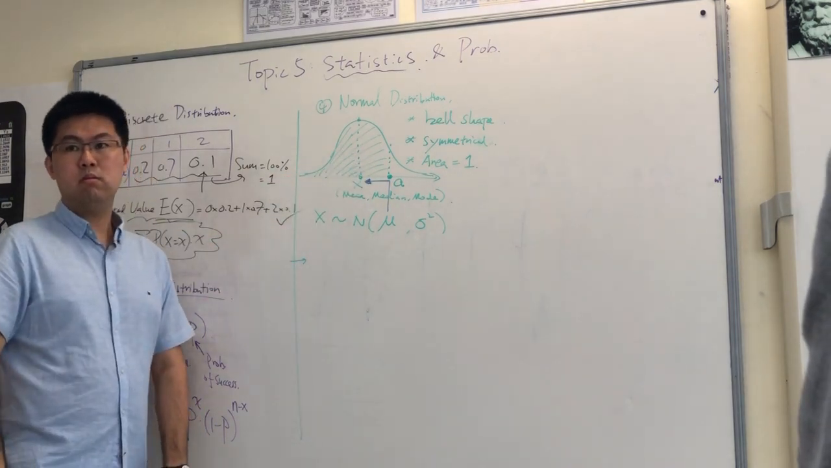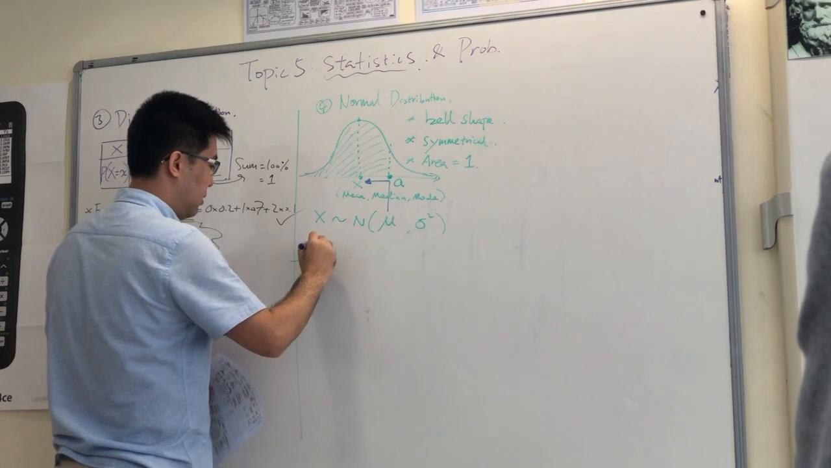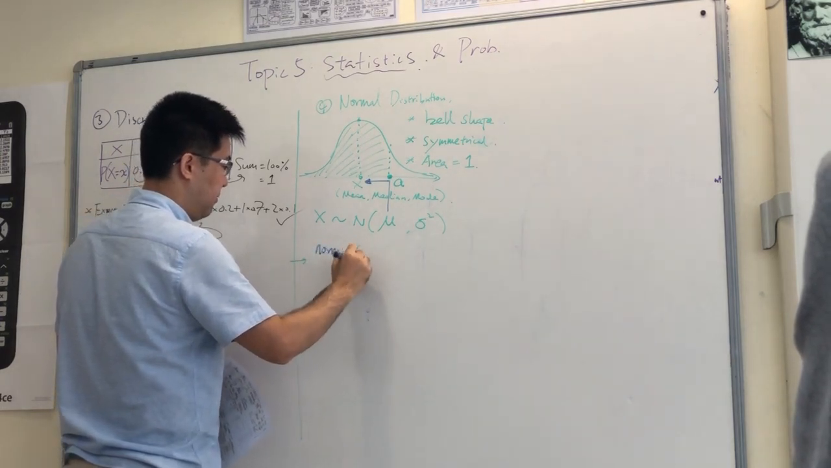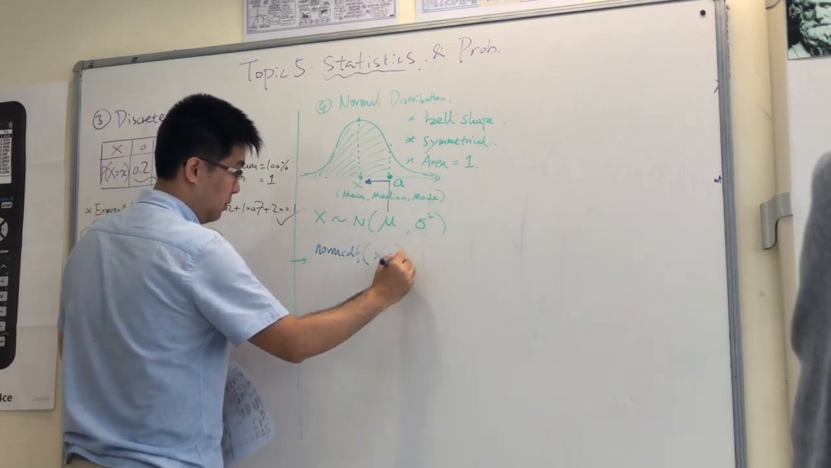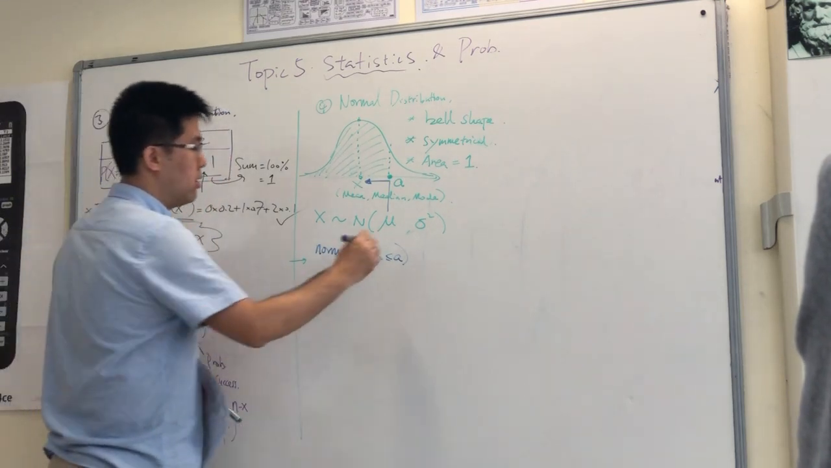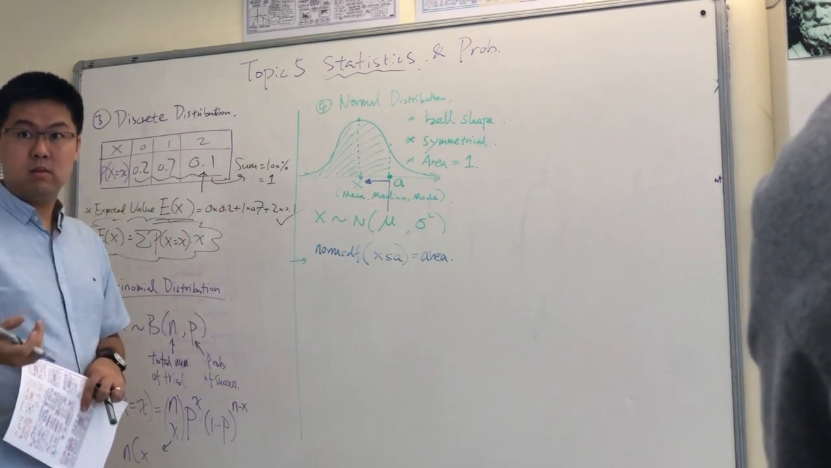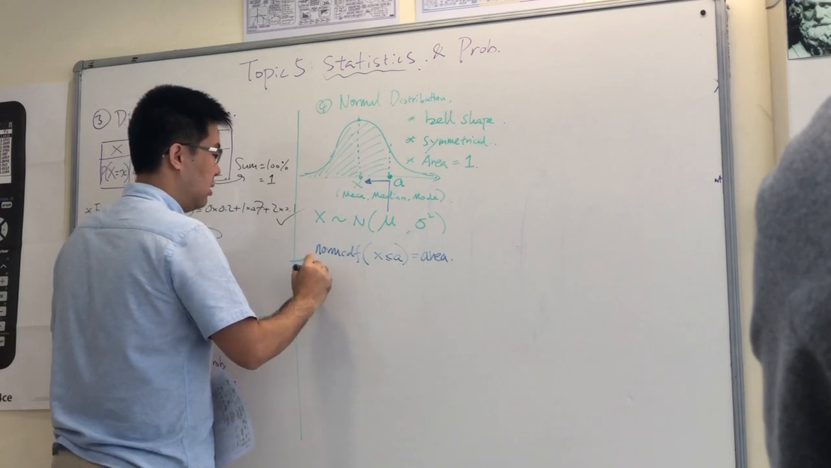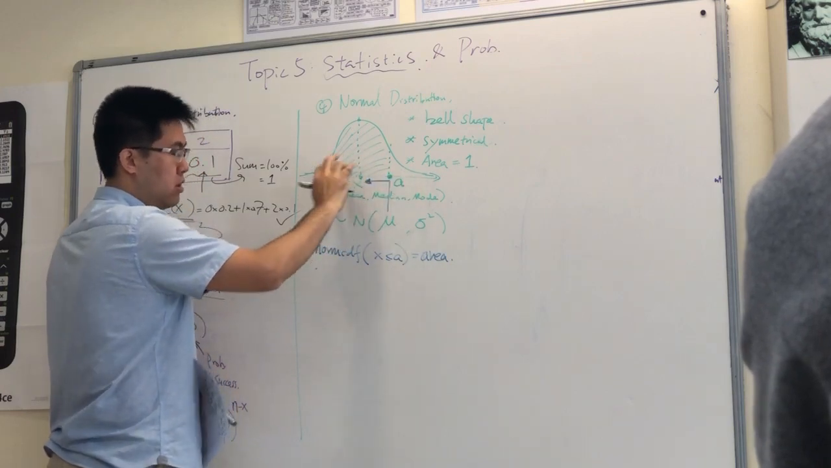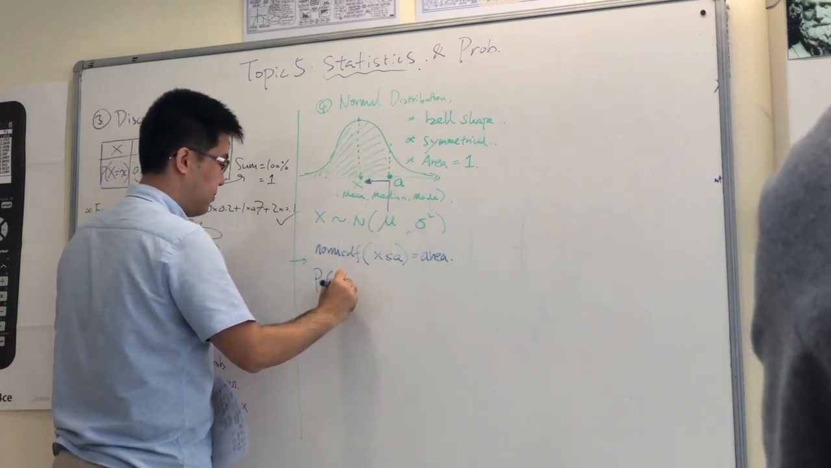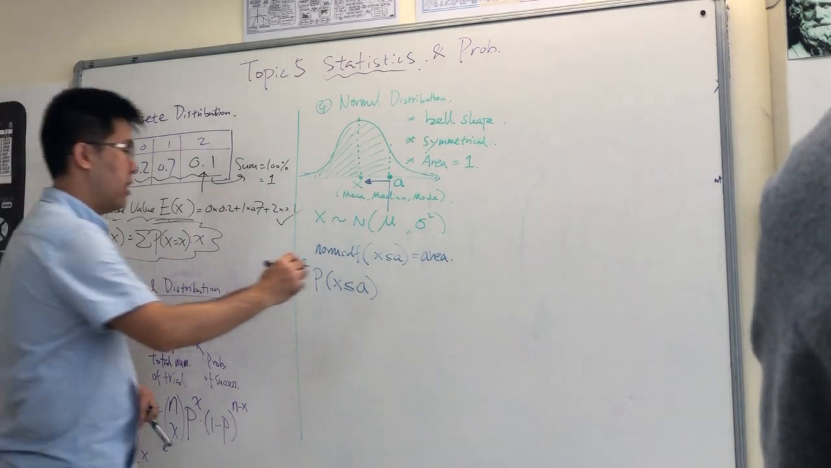I heard several answers. So norm CDF, X is smaller or equal to A. That equals the area, right? What else can we do? 1 minus P(X is larger than A). Well, if I just put this part, I know you talk about the other part, but let's focus on this part. Probability of X is less than or equal to A equals the area.